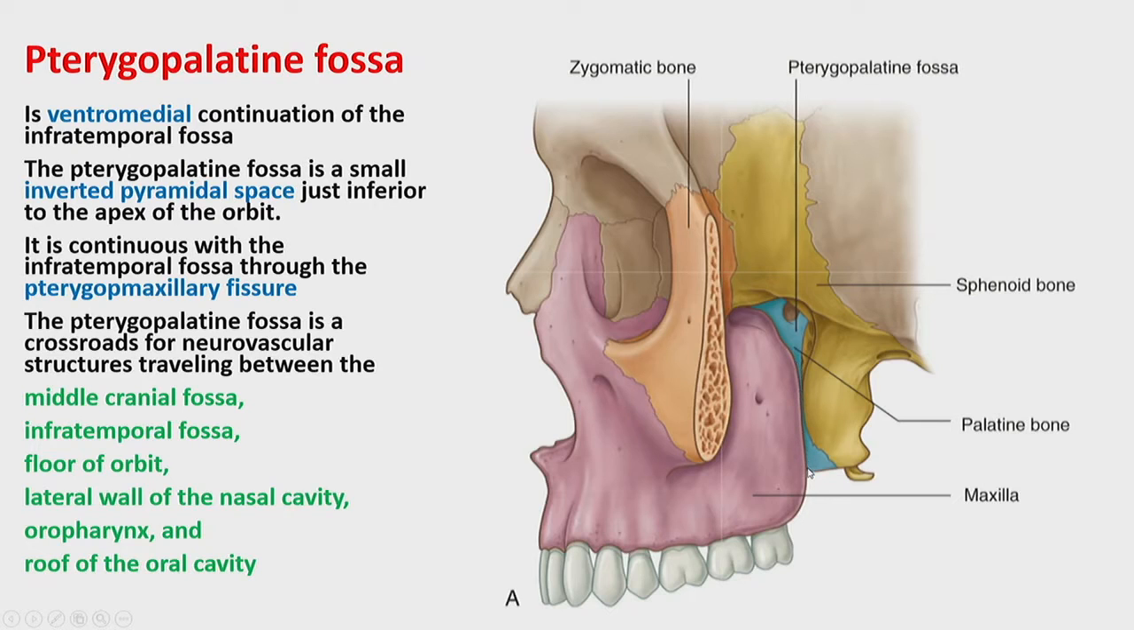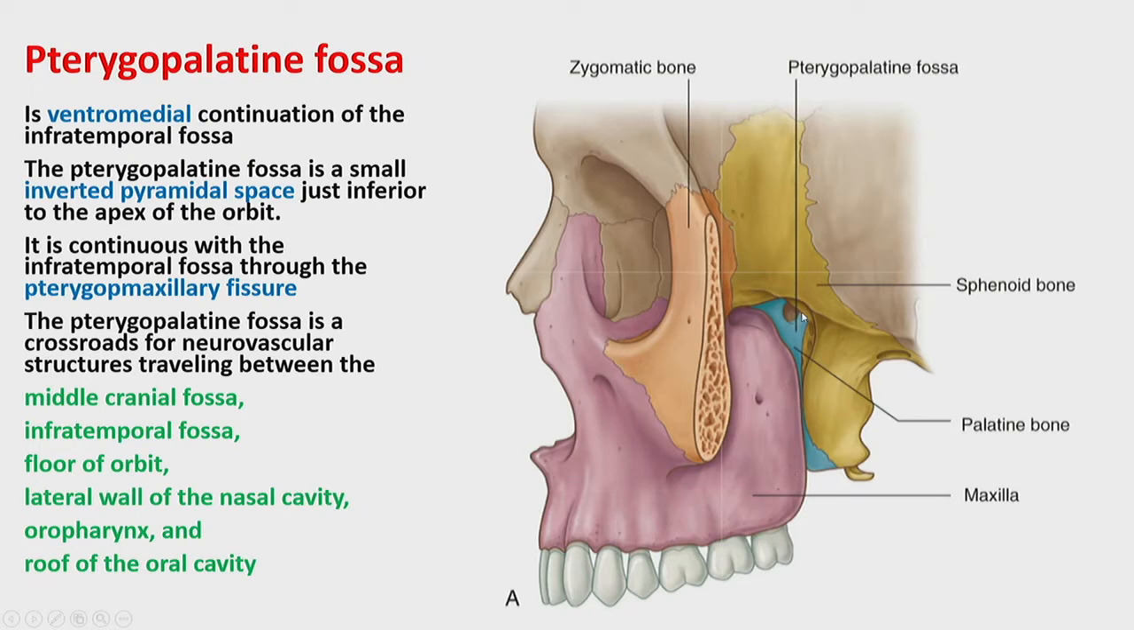It has another name thanks to this fossa, pterygopalatine canal, that it passed descending palatine artery, which is then divided to the greater palatine artery and lesser palatine artery, and also greater palatine nerve. So down caudally, it's communicating to the hard palate and soft palate, which is a roof of the oral cavity, as a matter of fact.